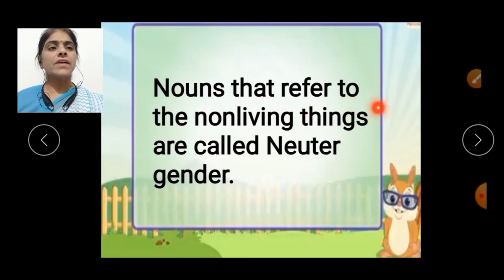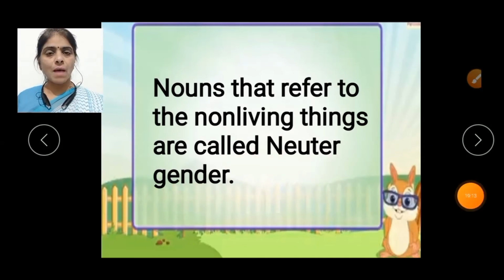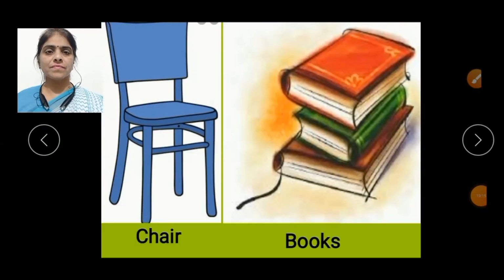Nouns that refer to the non-living things are called neuter gender. Now let's have some examples of neuter gender. Here, chair and books. These are non-living things. So, chair and books both are neuter gender as they name non-living things.